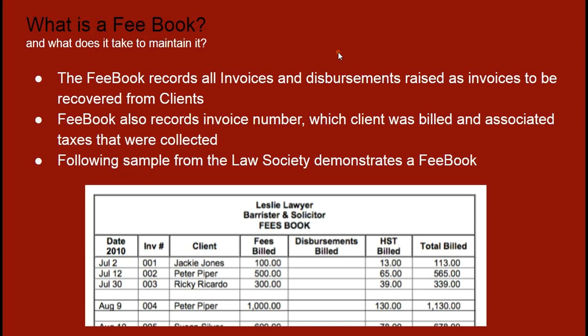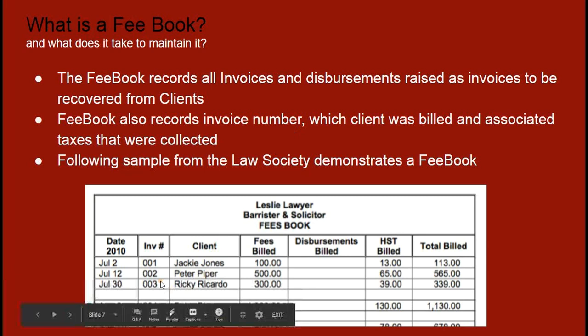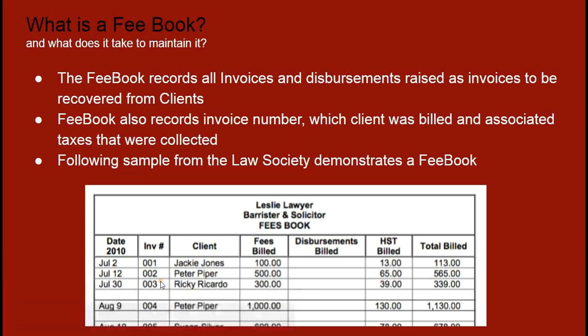Coming back to the fee book, let me be very cognizant of time. We have another 10 minutes. So the fee book is, as I said, one of the reasons we provide in that ledger and journal, because often we say, hey, that was invoice 002. All right. The Law Society wants to know, was this really generated? How was it generated? Where are you tracking this?